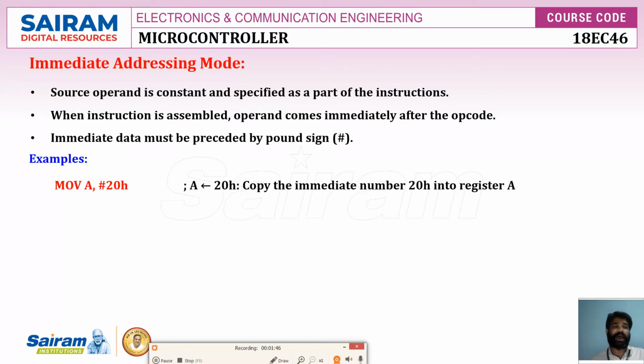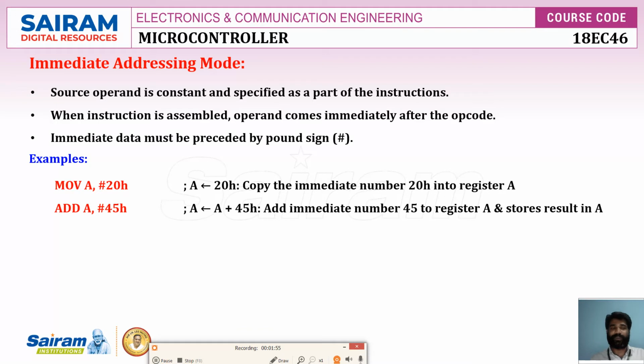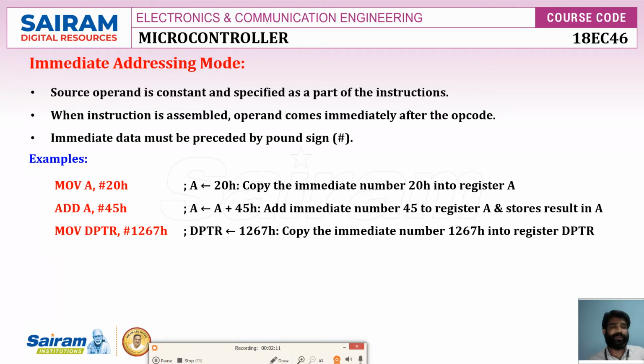MOV A, #20h. #20h means it's a number. 20h will be copied to the register A, and we can use it with any other instructions based on the instruction format. ADD A, #45. The number 45 will be added to the content of A, and the result will be stored in A. MOV DPTR, #1267. Since DPTR is a 16-bit register, we can load 16-bit data into a DPTR. So the number 1267 will be copied to the DPTR.